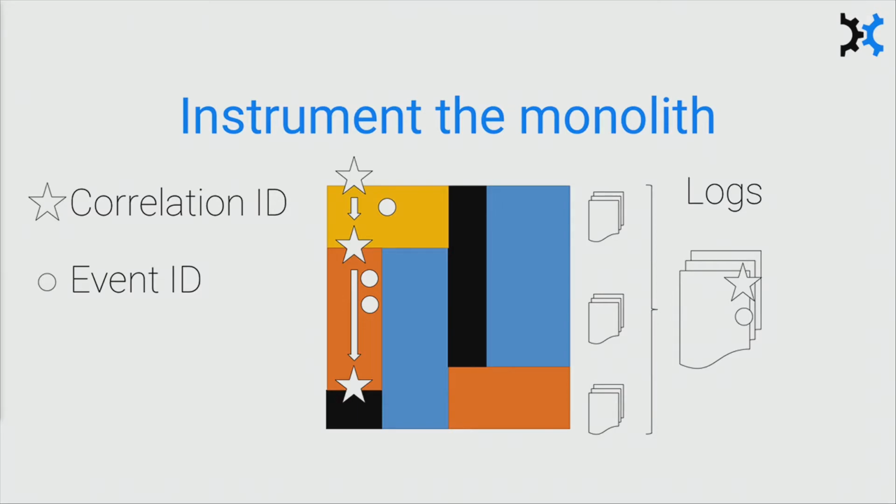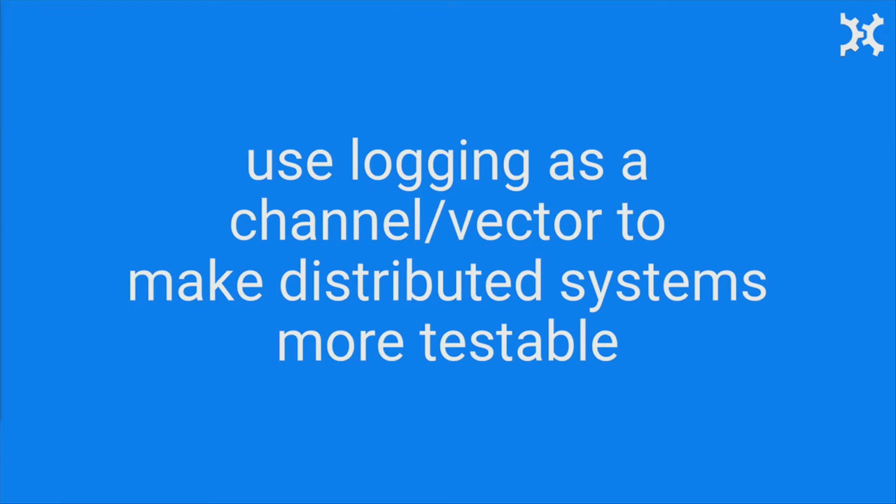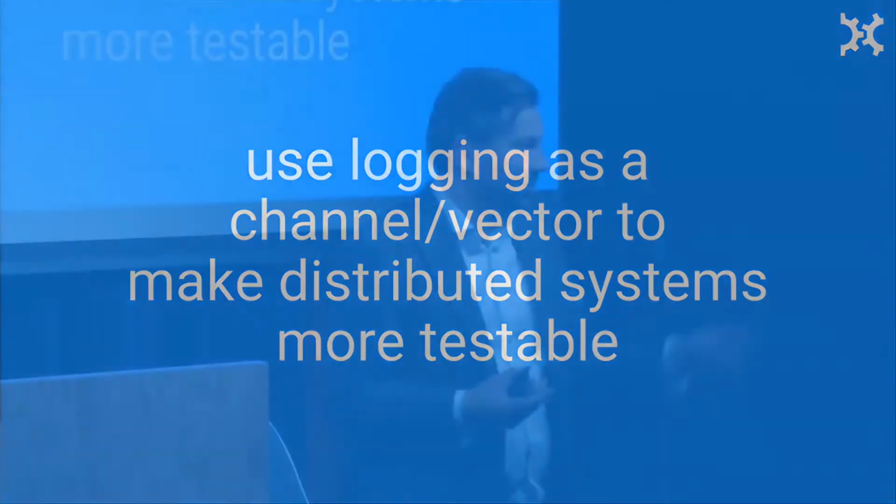And we expect then to be able to use something like Kibana or whatever to search for that in our log aggregation solution. We're bringing these logs together. So we're using logging as a vector to make distributed systems actually more observable, which is what Noah was saying earlier on.